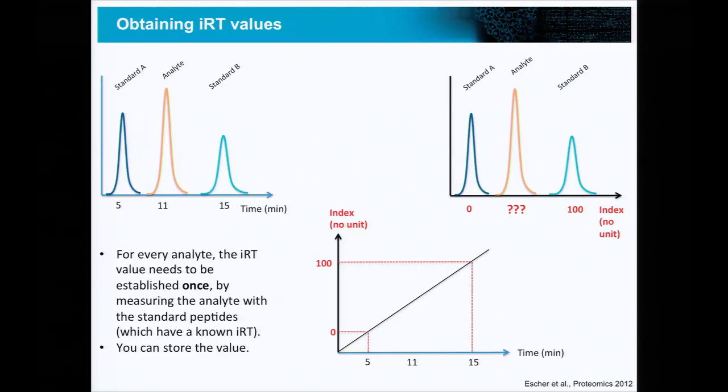So we take the time axis here, and we take the index here. These should be on a linear curve, so 0 would match to 5, 15 to 100, and then if we know here 11 on this curve, we can just extrapolate and get 60. And this 60 is what we can now store in our database and always use it. So we've moved from time in minutes to an index, and we've obtained a new IRT value for a peptide that we were interested in.